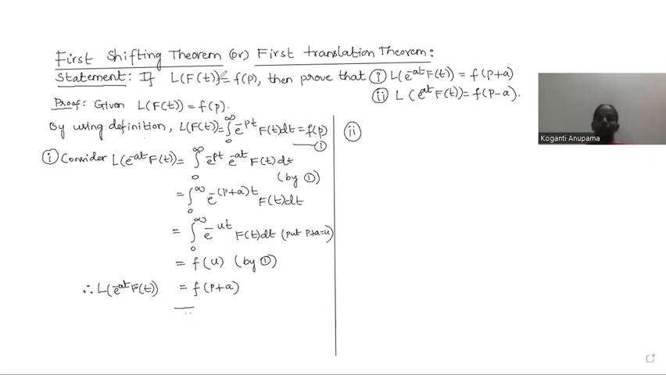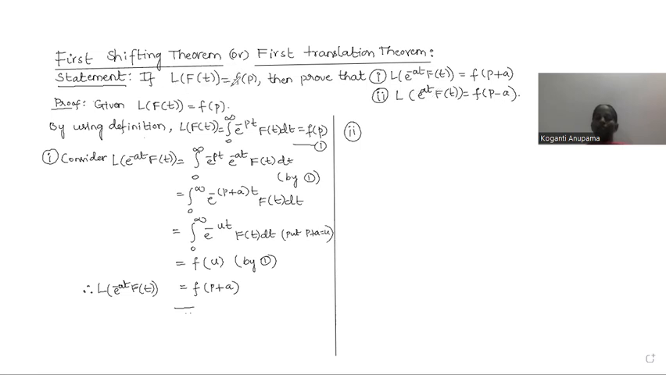If L of f of t equals F of p, then, first part: the Laplace transform of e power minus at f of t equals F of p plus a. Second part: the Laplace transform of e power at f of t is equal to F of p minus a.